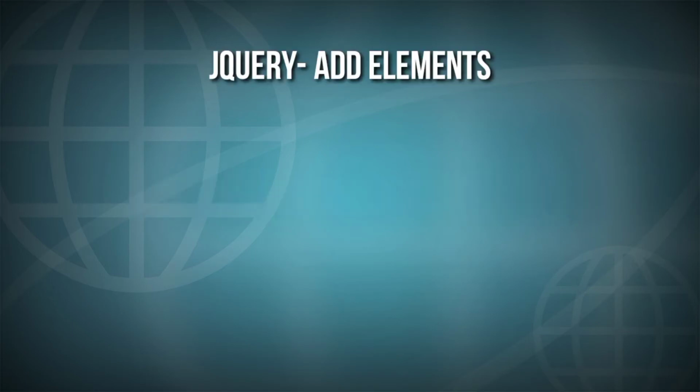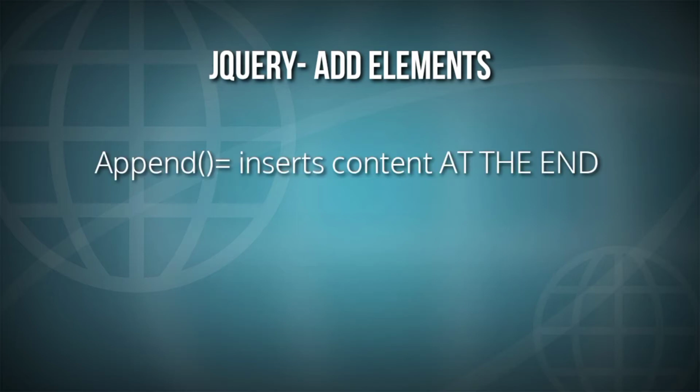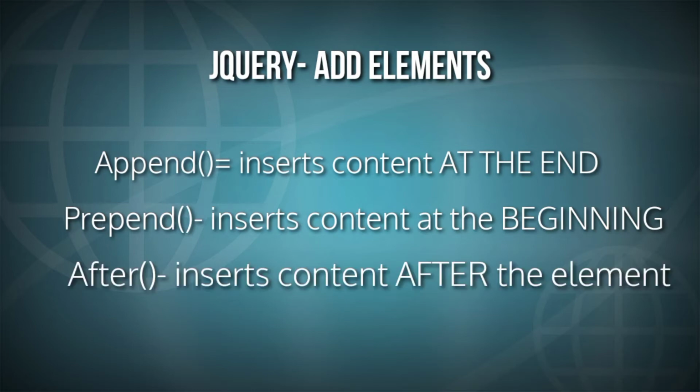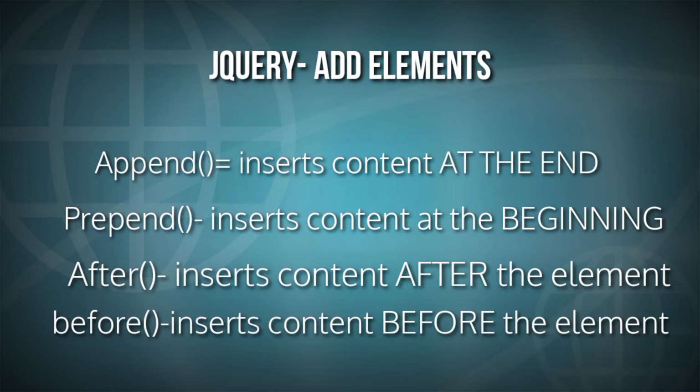So in jQuery, adding elements is simple. We have four jQuery methods that are used to add new content. The first one is the append method. It inserts content at the end of the selected element. The second is the prepend method. It inserts the content at the beginning of the selected elements. The third one is the after method. It inserts content after the selected elements. And the last one is the before method. It inserts content before the selected elements.